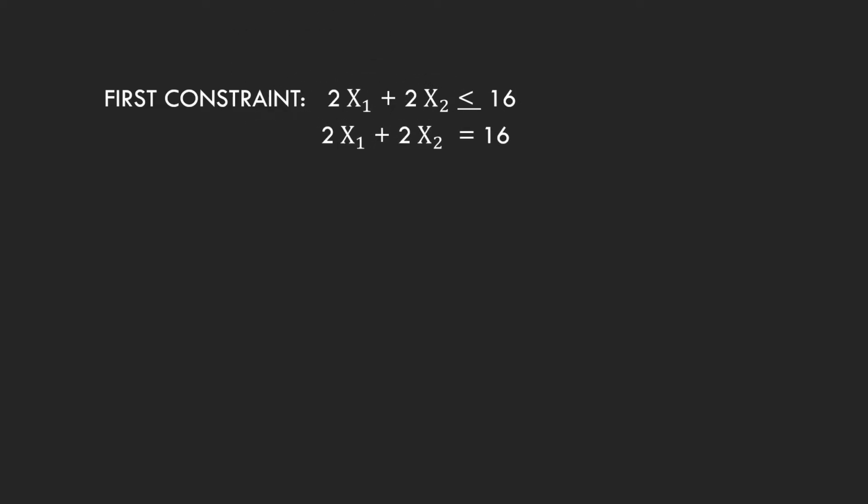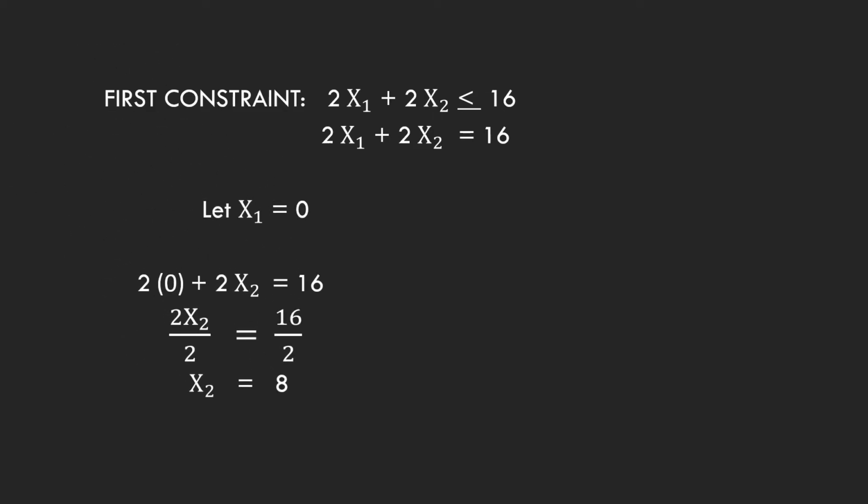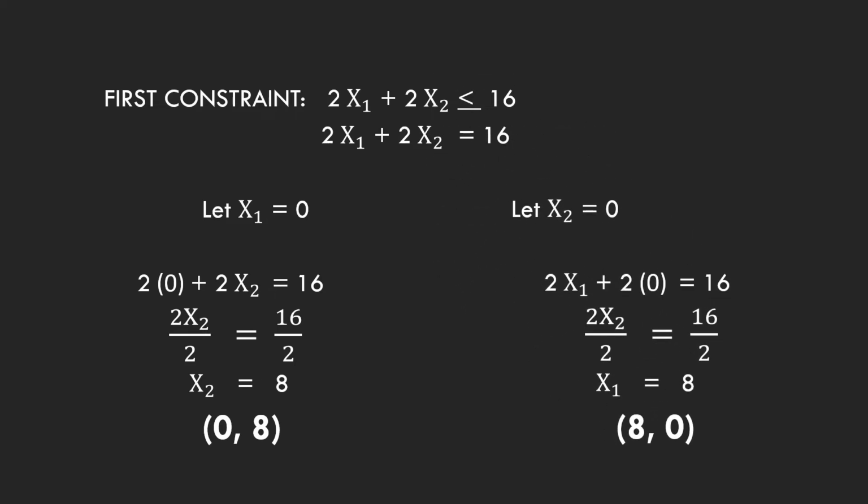To represent the first constraint graphically, 2x1 plus 2x2 less than or equal to 16, we must first graph the equality portion of this, which is 2x1 plus 2x2 is equal to 16. To find 2 points on the line, let x1 is equal to 0 and solve for x2. So 1 point on the line is 0, 8. To find the second point, let x2 is equal to 0 and solve for x1.